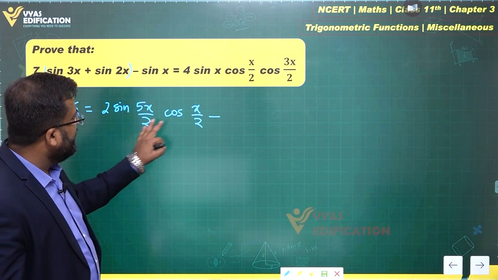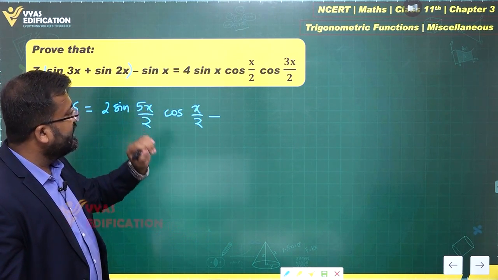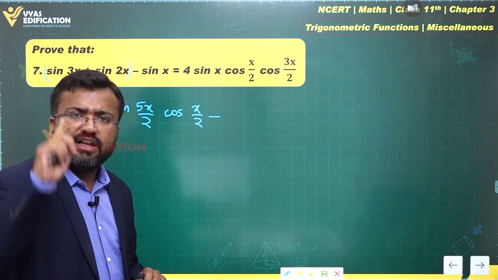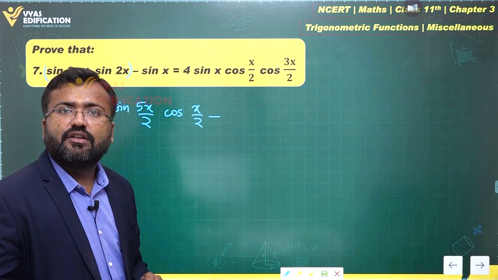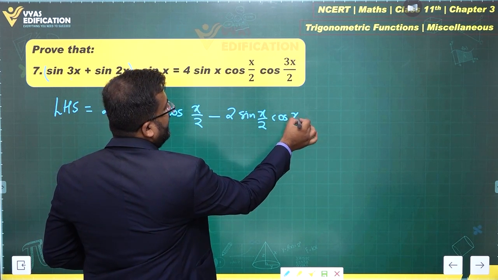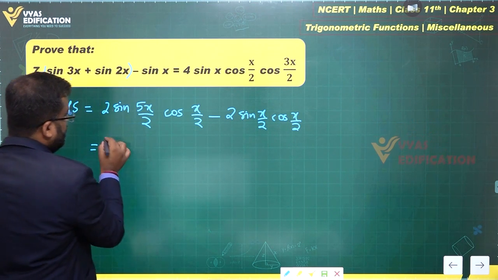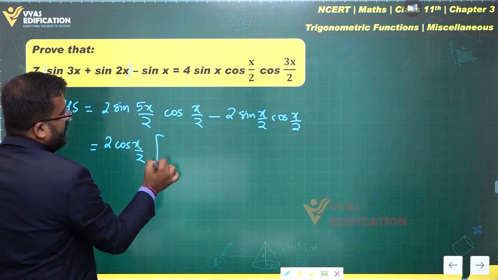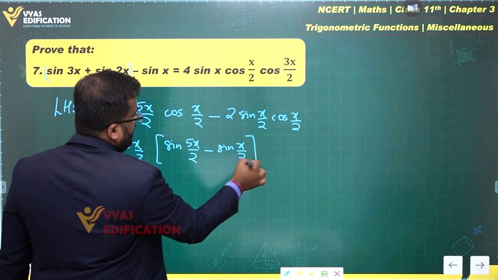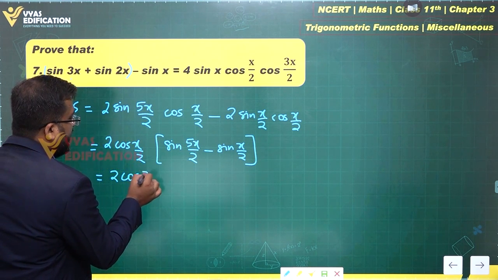We would have wanted to take out something common, but I cannot take out anything from sin x unless I write sin x in terms of x by 2. Remember that sin 2 theta is equal to 2 sin theta cos theta. Let's use that. Sin x will be 2 sin x by 2 cos x by 2. Seeing this, 2 cos x by 2 will come out common. And what remains in the bracket is sin 5x by 2 minus sin x by 2.